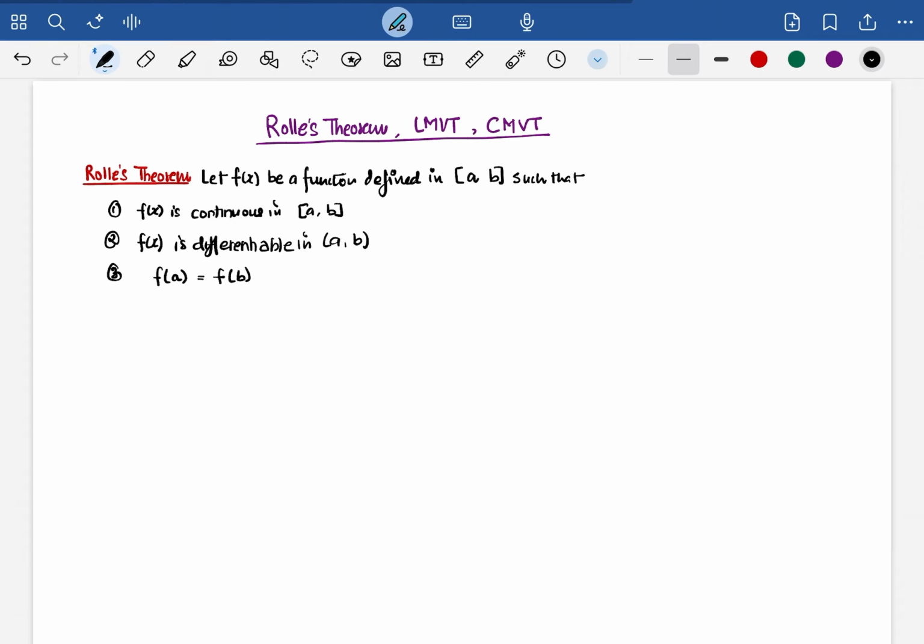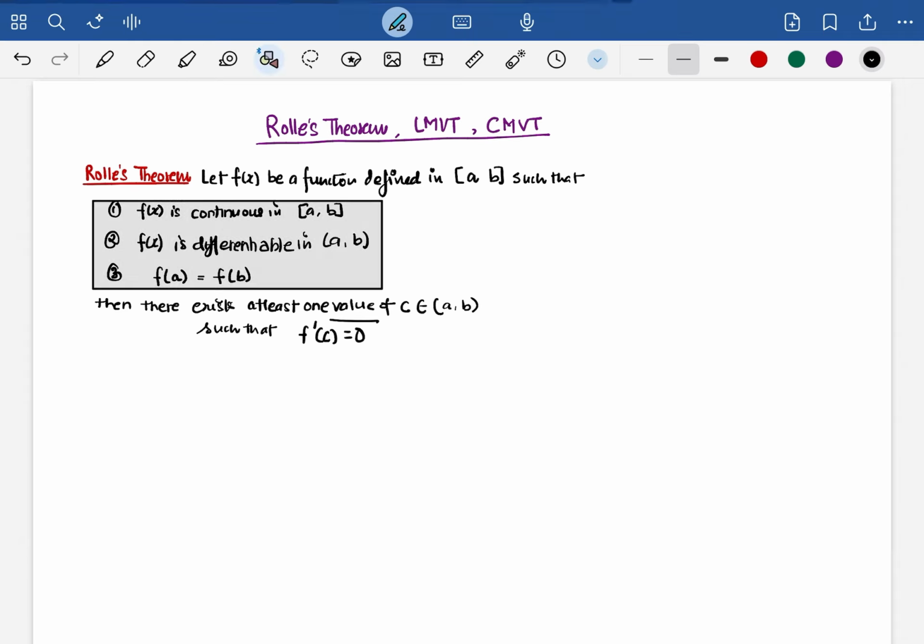If these three conditions are satisfied, then there exists at least one value of c which lies in the range of a to b such that the derivative at that point is 0. So f'(c) is 0. So these are the three conditions it should satisfy, and the conclusion is that there should be at least one point between the two endpoints a and b such that the derivative is 0.